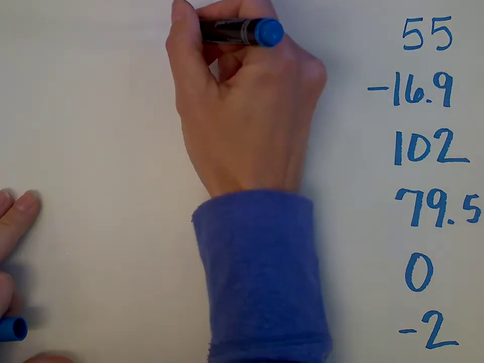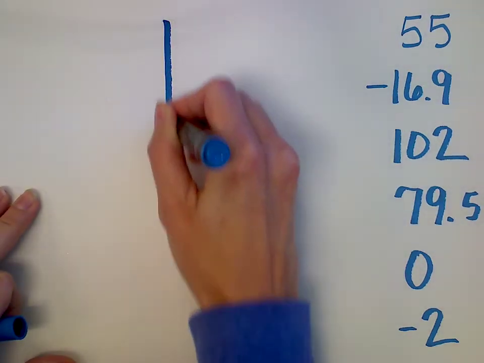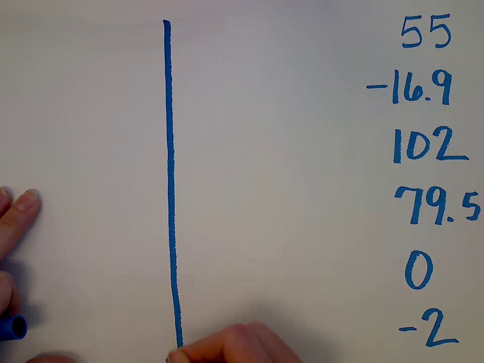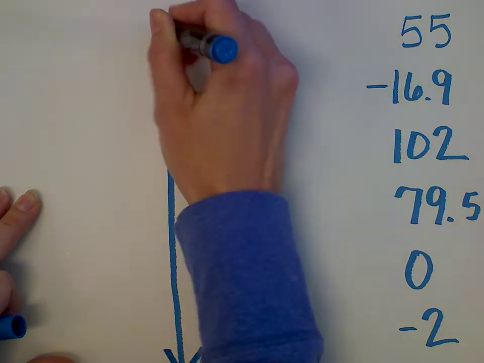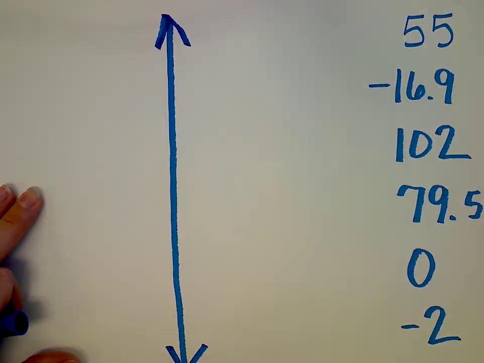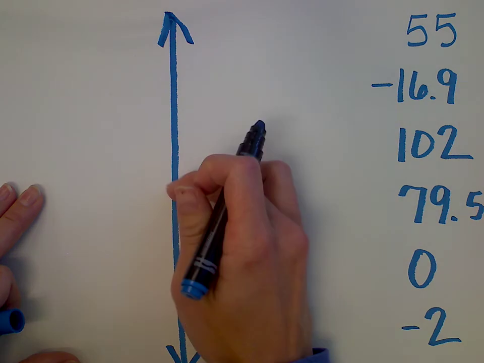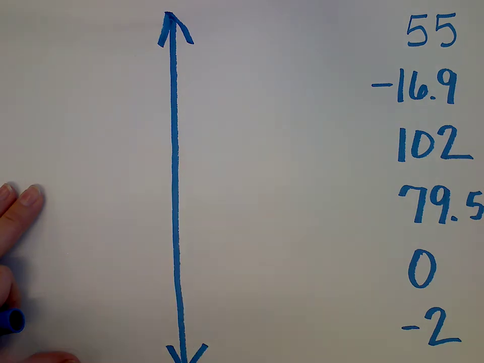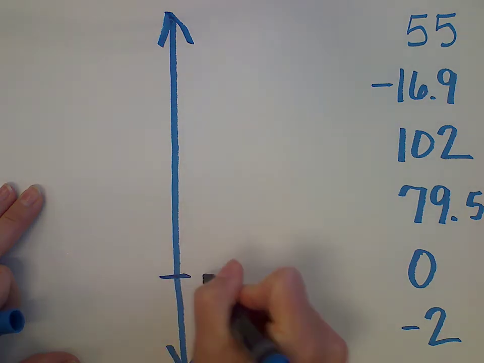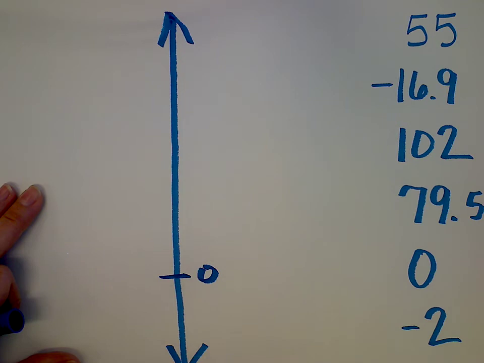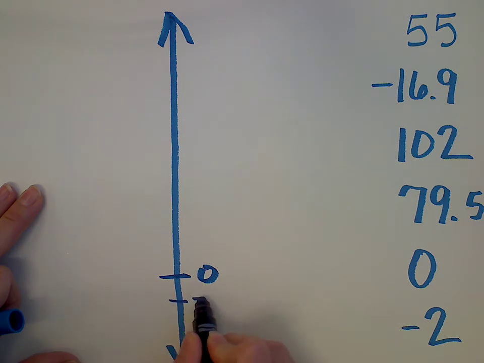So what I would do is draw myself a nice straight vertical number line. I'm going to put arrows on the end to show that it goes on forever. And since I am going up a lot higher than I am going down, I'm not going to put 0 right in the center of my number line. I decided to count by 10s. I'm going to put 0 about right here, because then I would have negative 10 and negative 20 right here.